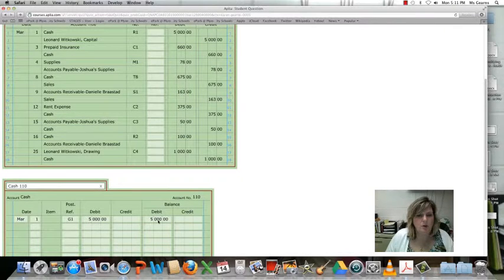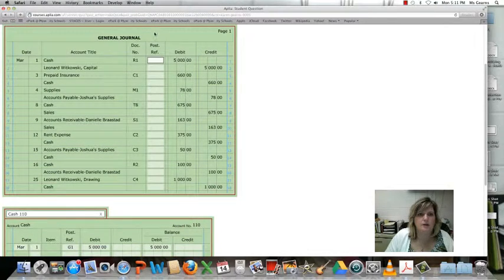I've completed posting this entry, so now I'm going to take my account number and put it back up here in the post reference column. And this indicates that this line has been posted.